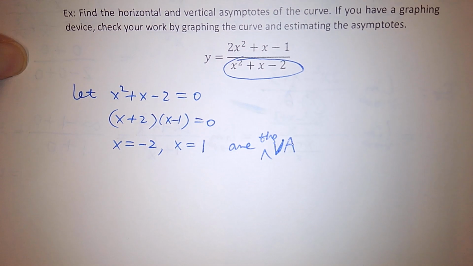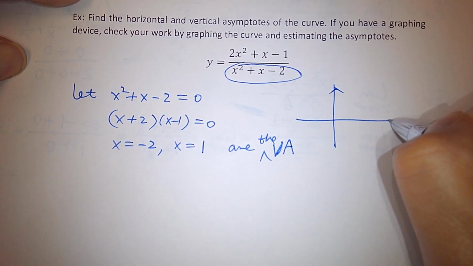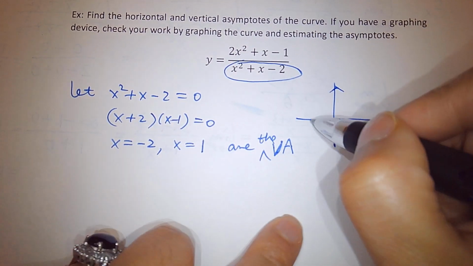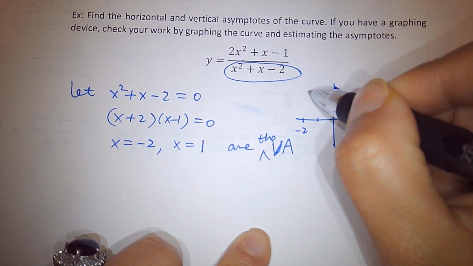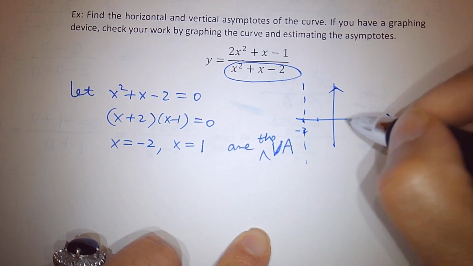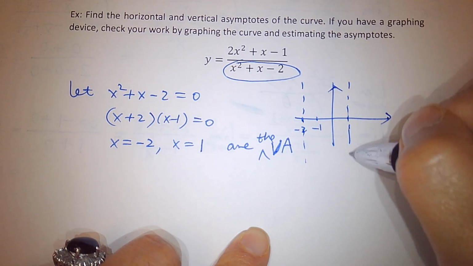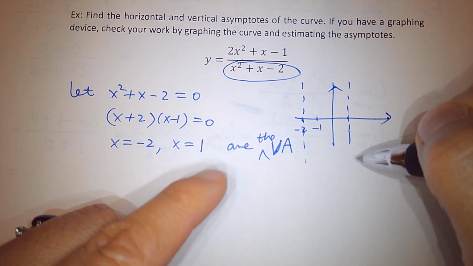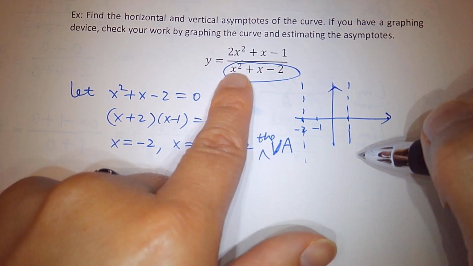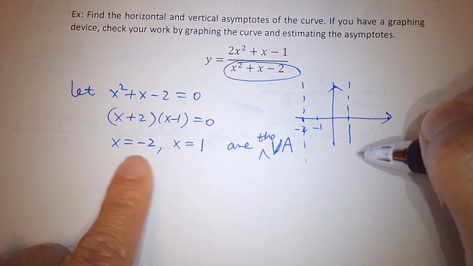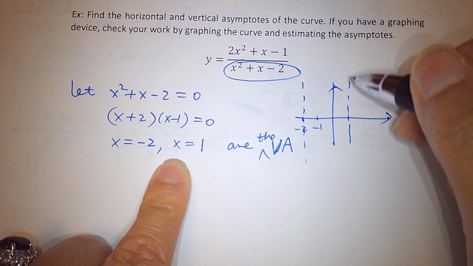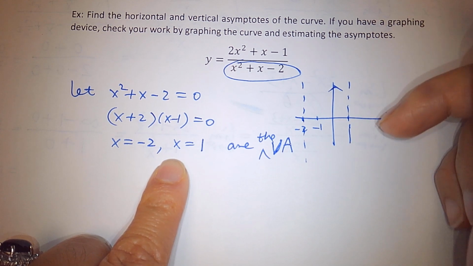So later, when you are going to draw the picture of the curve, we know that x equals negative 2 is a vertical line, and x equals positive 1 is a vertical line. We have two vertical asymptotes. How to find the vertical asymptotes? Let the denominator equal 0 and solve for x values, then those vertical lines will be vertical asymptotes.